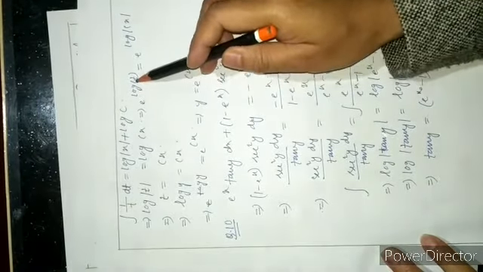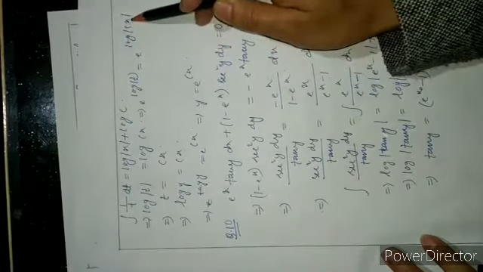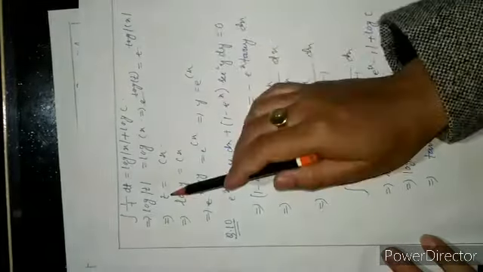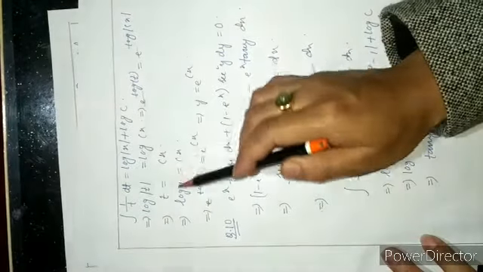e to the power log t is equal to e to the power log cx. The e and the log cancel, and we get t is equal to cx. Then, what was t? t was log y.